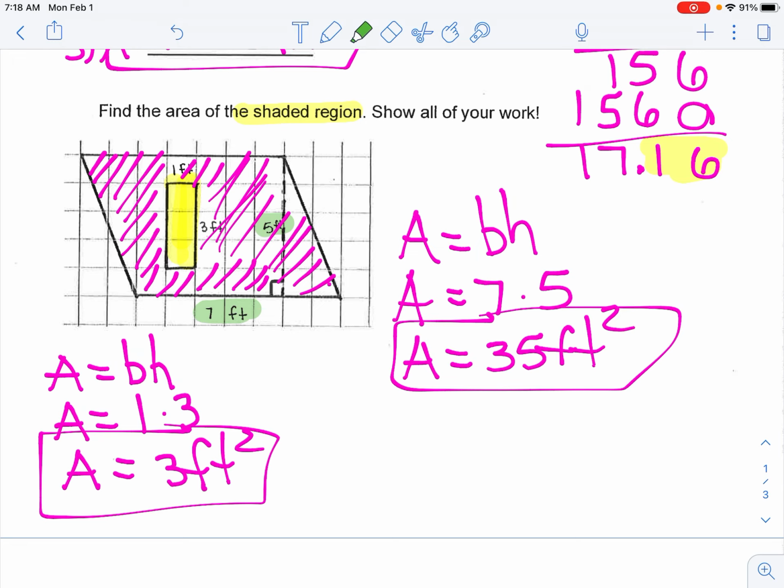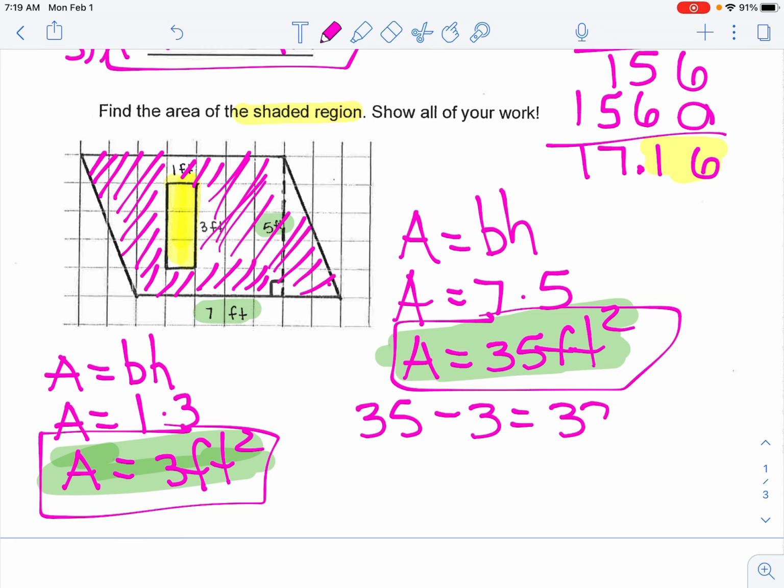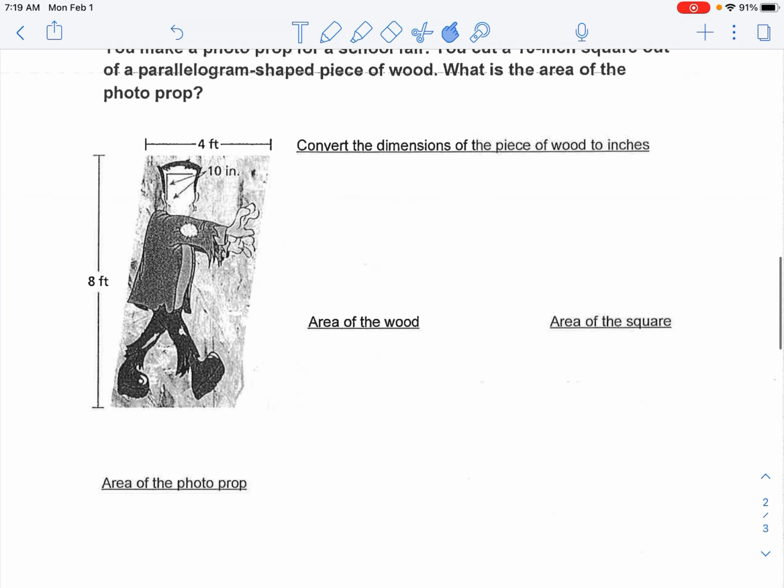Okay, so I've got 35 feet squared for the entire parallelogram, and I have an area cut out that's 3 feet squared. So all we have to do is take 35 minus 3. So the area of the shaded region would be 32 feet squared. So that's always going to be a subtraction problem. Find the area of the shaded region will always be subtraction.